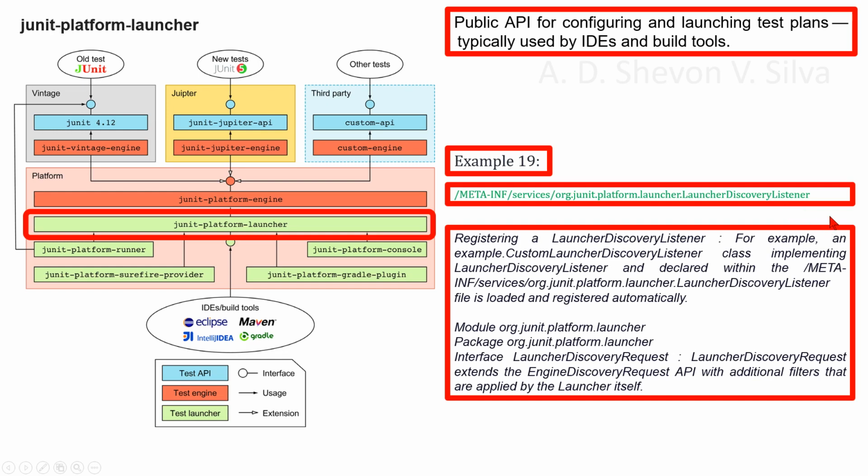In addition to specifying listeners as part of the launcher discovery request or registering them programmatically via the Launcher API, the custom launcher discovery listener implementations can be discovered at runtime via the service loader mechanism and automatically registered with the launcher created via the LauncherFactory.